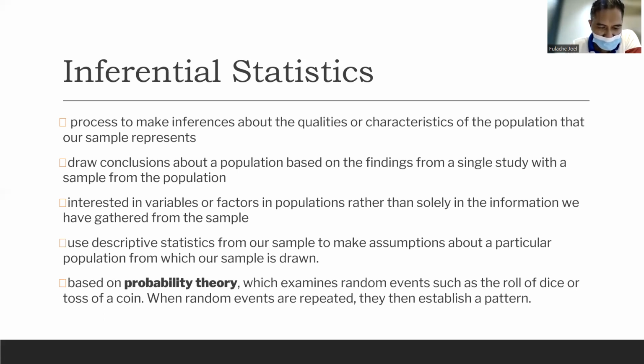It also uses descriptive statistics from our sample to make assumptions about the particular population from which our sample is drawn. It is also based on probability theory, which examines a random event such as a roll of dice or toss of a coin. When the random events are repeated, they then establish a pattern. So let's discuss this.